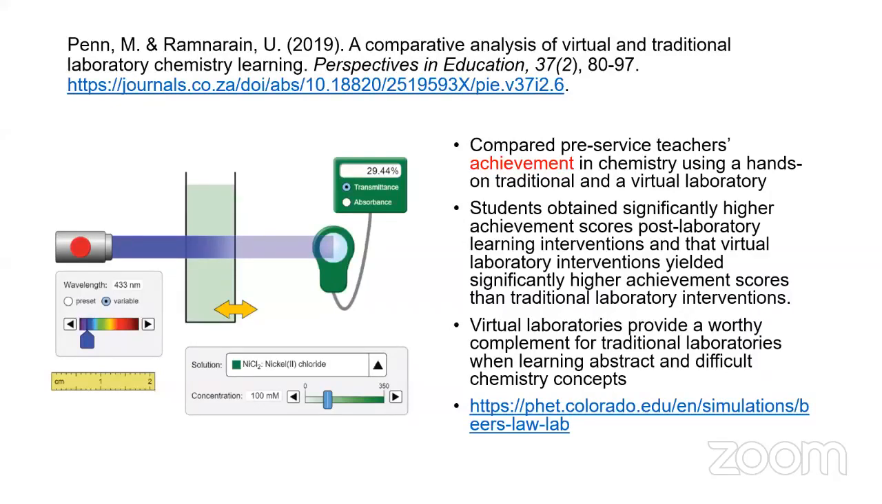Okay, so I'm now going to move on to the third one. This particular study again focused on pre-service teachers, Bachelor of Education students, and it compared achievement in chemistry. So we used a quasi-experimental design. We separated the students into two groups randomly. One group of students were doing hands-on traditional laboratory experiments using physical laboratories. And the other group were subjected to the PhET simulations.